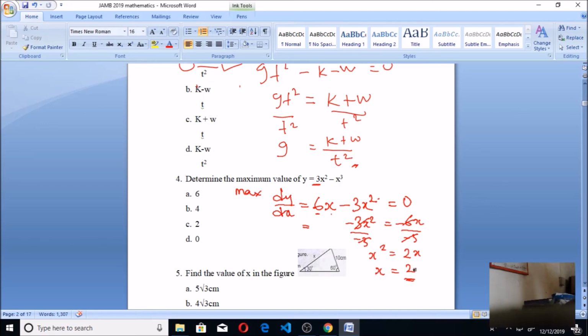So what will be the value of y at maximum if x is 2 at maximum? You now put back here, y is equal to 3x² minus x³. Anywhere you have x, replace it by 2, so you have 3 times 2² minus 2³. 2² is 4, 4 times 3 is 12. Minus 2³ is 8. So we have 12 minus 8, which is equal to 4. So 4 is the answer, and that makes B the correct answer.